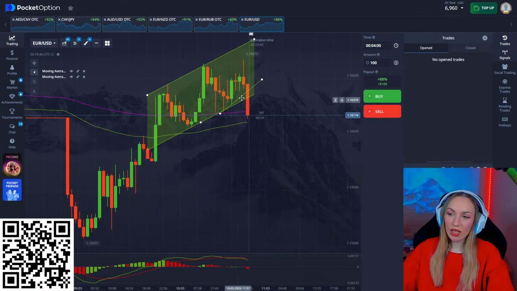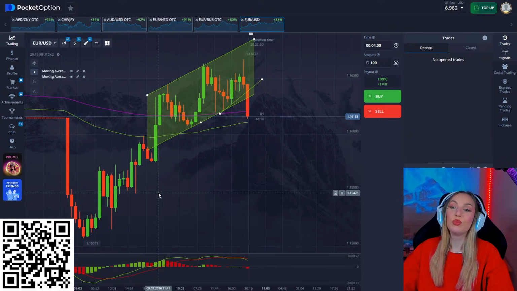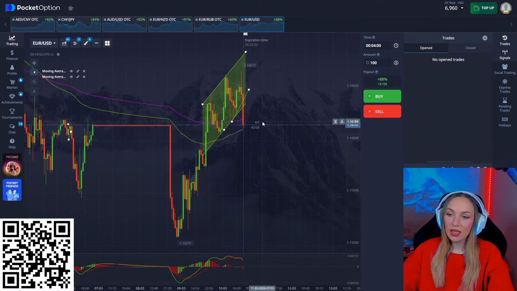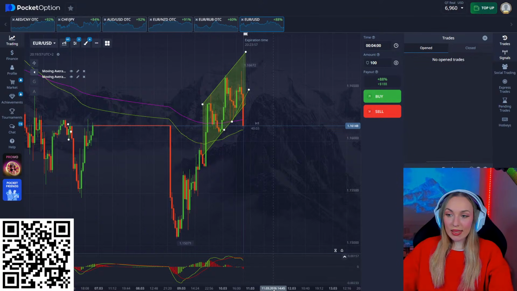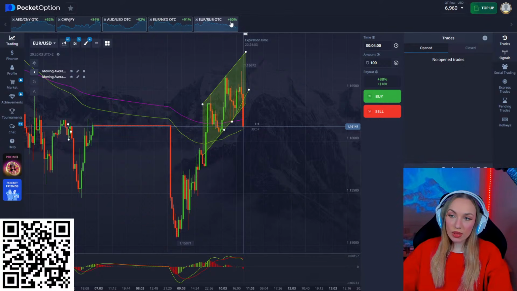So it was moving in the upward parallel channel since yesterday, and now it broke it. Okay, for now I would say that the price is looking for support and resistance, so I think Euro Dollar we can close it.